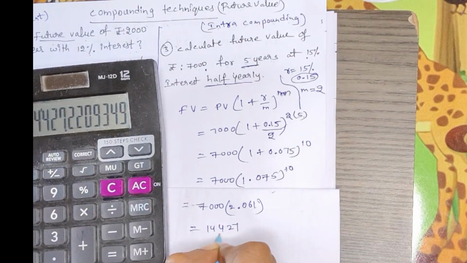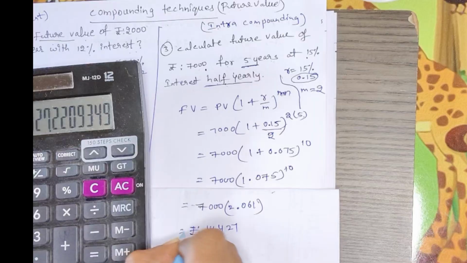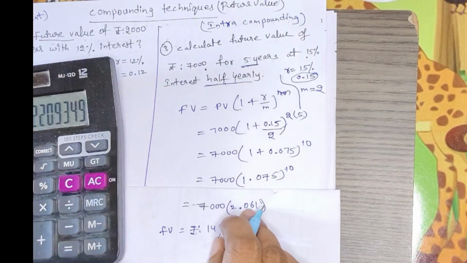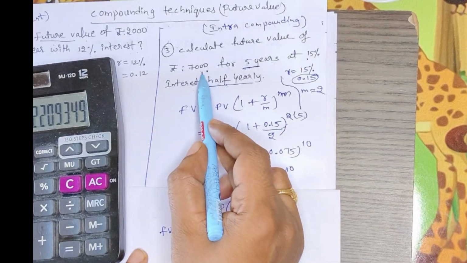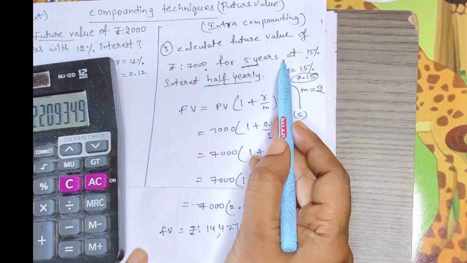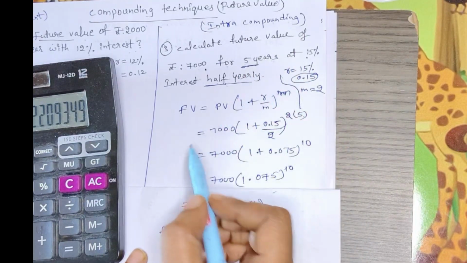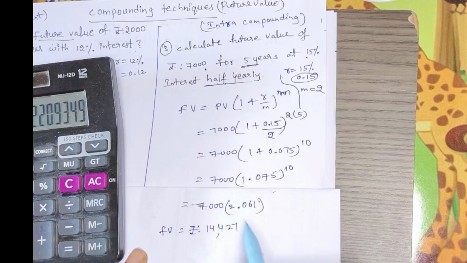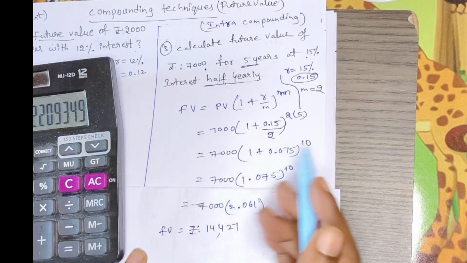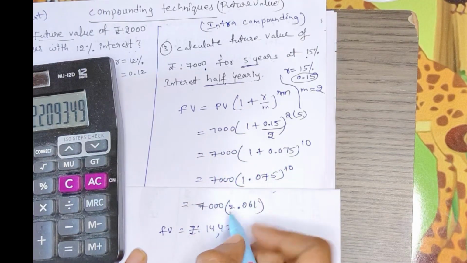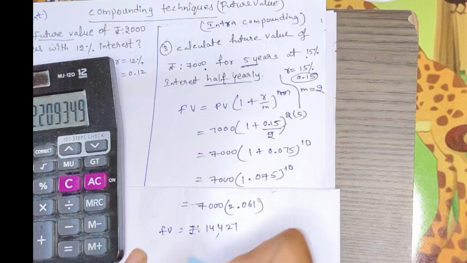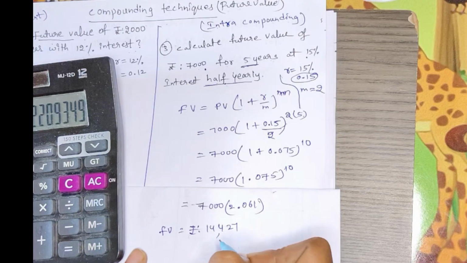14,427. So what is this value? Future value. If you invest 7,000 for 5 years, after 5 years with 15% interest, you are getting 14,427 rupees. So that is the future value calculation.